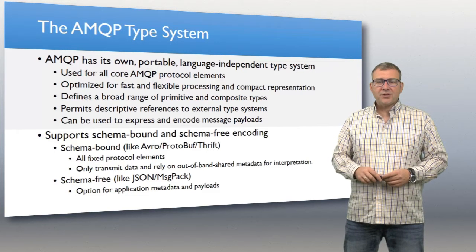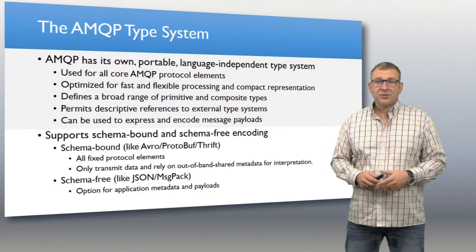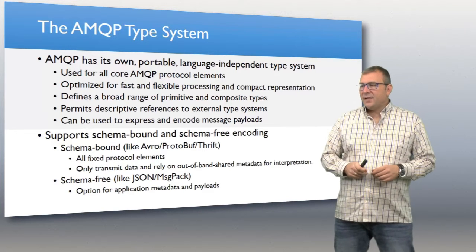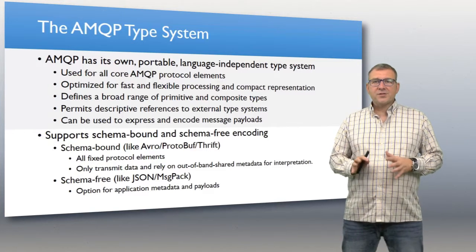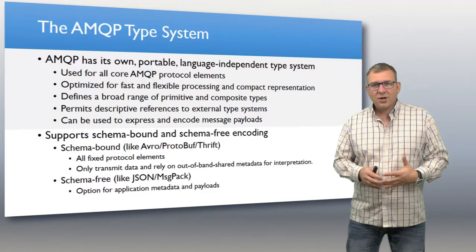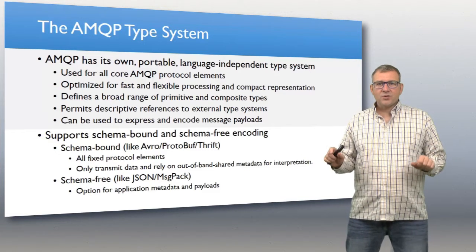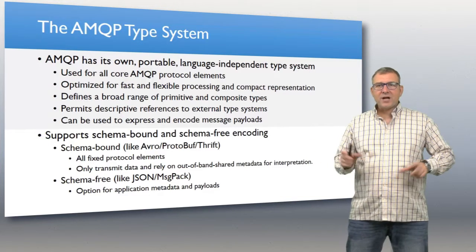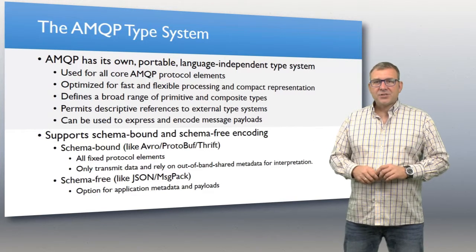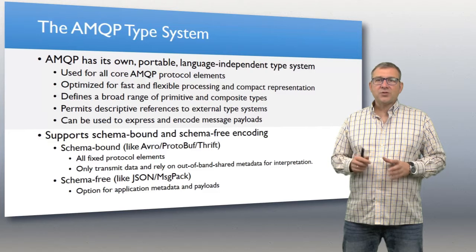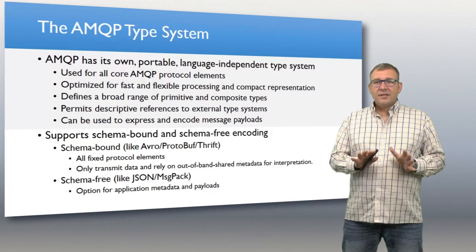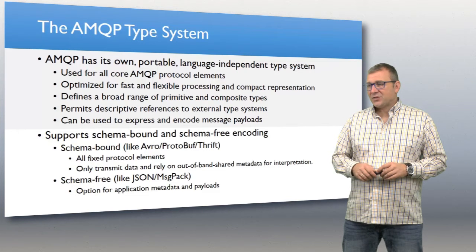Specifically in financial applications, you'll see it has 3 decimal types, which are obviously important in financial processing. It permits descriptive references also in different type systems. So if you have a Java application on either side and you want to reference a particular type in that Java application, you can map that into the AMQP type system fairly easily. And it also comes with its own schema language, which is fairly simple. You'll see examples of that as well.